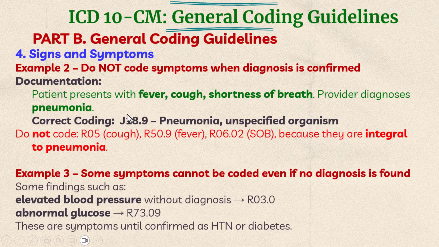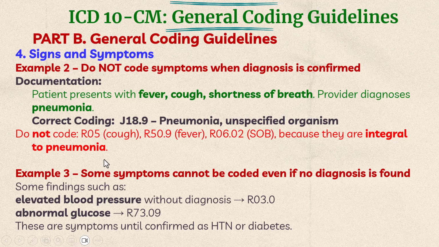The second example, do not code symptoms when diagnosis is confirmed. The documentation says, patient presents with fever, cough, shortness of breath, provider diagnosis pneumonia. So here the correct coding will be J18.9, that is for pneumonia with unspecified organism. So here you do not code for cough, fever, or shortness of breath because they are an integral part of pneumonia. So no need to code symptoms separately.